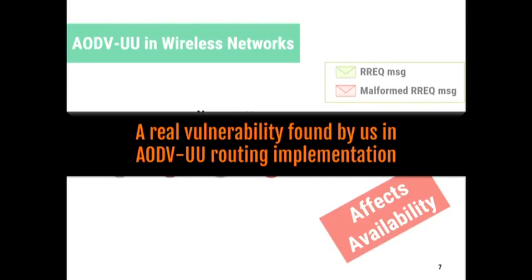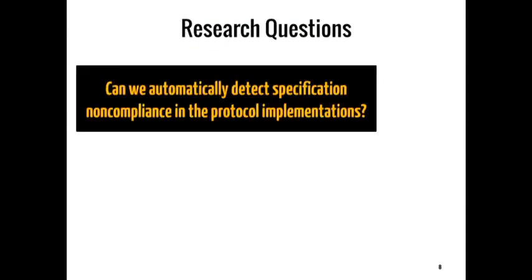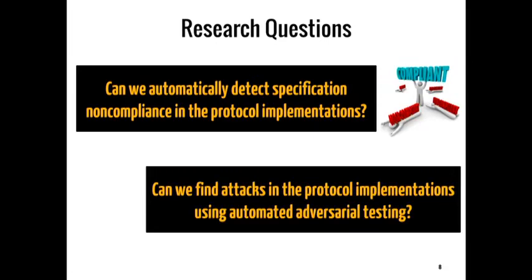Now, such incidents advocate for adversarial testing to ensure the robustness of the implementation prior to deployment. So that's why, in this talk, I'm going to ask two research questions. The first question is, can we automatically detect specification non-compliance in protocol implementations so that we can have more compliant implementations? And second, can we find attacks in the protocol implementations using automated adversarial testing so that we can have a more robust implementation prior to deployment?